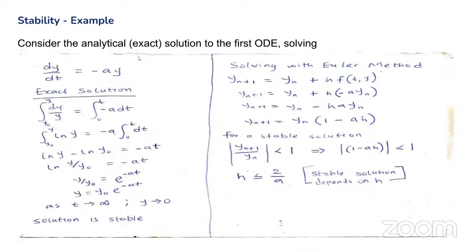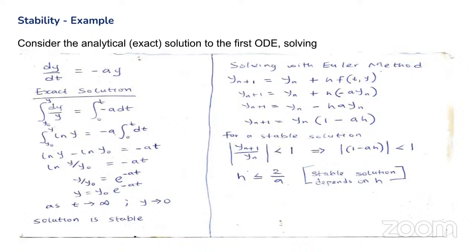And if we do the math, we find out that h is less than or equal to 2 over a. So that's the condition for a stable solution when we are solving the first order differential equation using the Euler method. So if the solution meets this condition, that for every h it has to be less than 2 over a, which is always the coefficient of y in that particular equation, then we know that that solution will be stable.